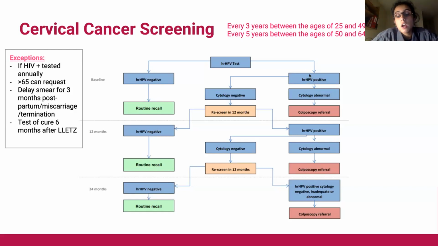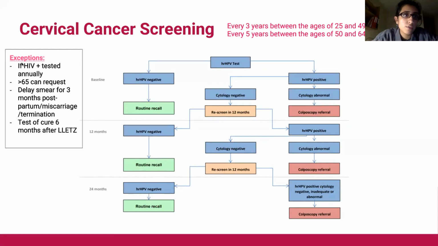If the test comes back positive for this high-risk strain of HPV, then they test the cytology, so they actually look at the cells for abnormal changes. If cytology is negative, then they rescreen in a year and see if that person has managed to clear the virus. If they have, then that's fine, they can be sent to routine recall. If they haven't managed to clear the virus, then they retest them in another year. And if a year after that they still have the virus, then they send them to colposcopy anyway. If, however, they do find abnormal cells, they refer them straight to colposcopy, because then you want to get a proper sample of the cells to look at under the microscope.